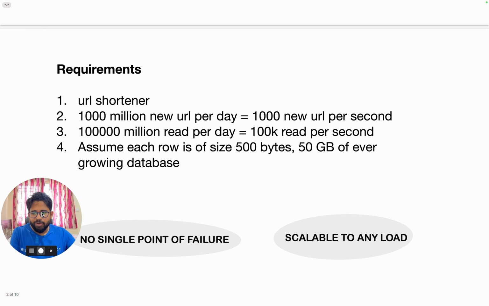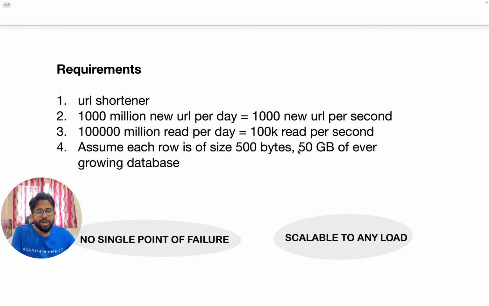We have a requirement for a URL shortener. Around 1,000 million new URLs will be created per day, and around 100 times of that will be the read operations per day, which means around 1,000 new URLs getting created per second and around 100k reads per second. Now, why I'm saying these numbers is because on the left side, these 1,000 million and 100,000 million numbers seem very high. But when you divide by the number of seconds, then it comes to be something which you can feel is manageable. So 1,000 requests per second for the write operation and 100k reads per second, that's the overall requirement.